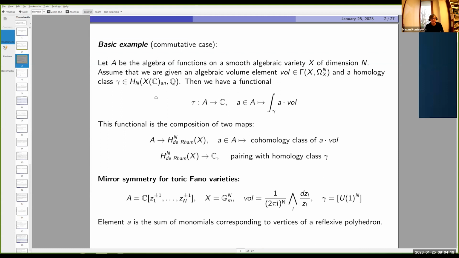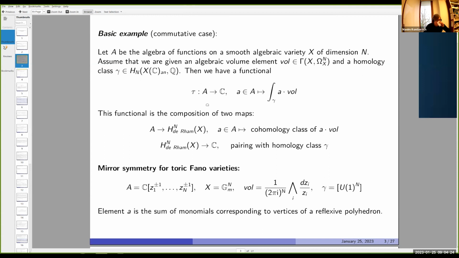So what is a basic example? It's the commutative case. This is a conference on homological mirror symmetry, and it's related to mirror symmetry. Let's do something very general. Suppose A is the algebra of functions on a smooth affine algebraic variety of certain dimension M, and suppose we are given an algebraic volume element and a homology class in the middle homology of this variety. Then we have a function from the algebra to complex numbers, namely any element goes to the form: you multiply it by the volume element and integrate over the homology class.